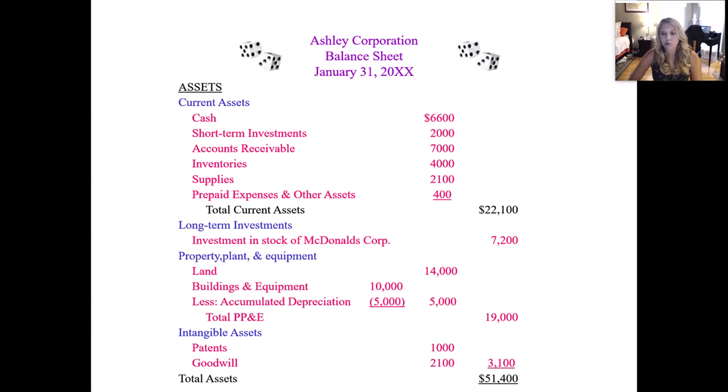It's intangible. So we'll add those up. It's $3,100. Let's add all of our assets up, and we get total assets of $51,400. And then that number has to match our liabilities plus our stockholders' equity. So let's see if it does.